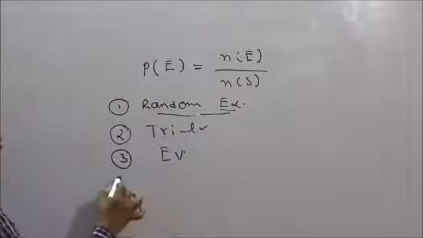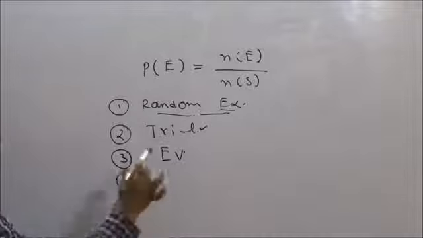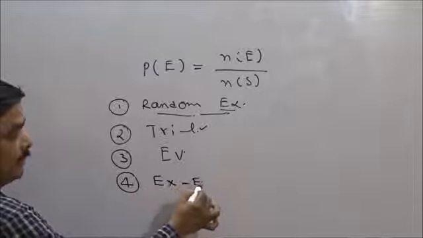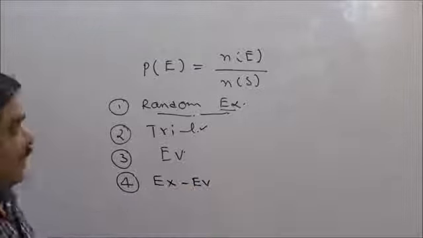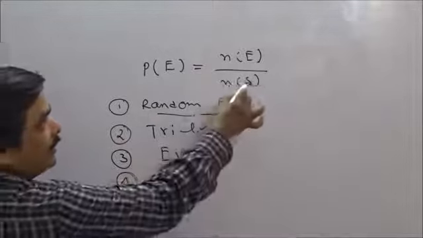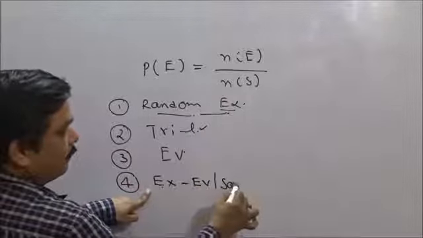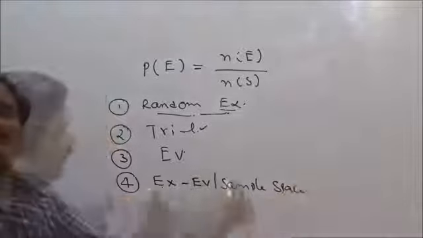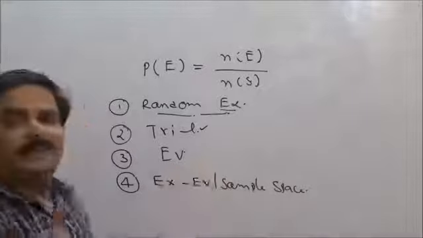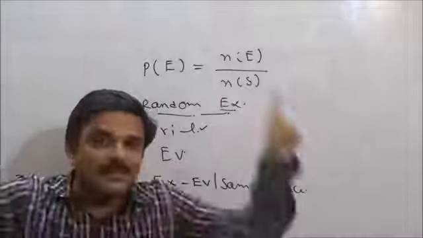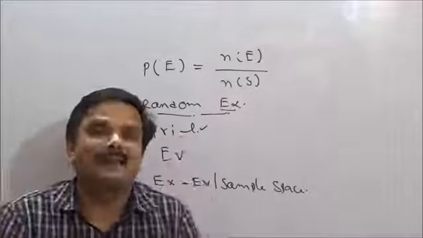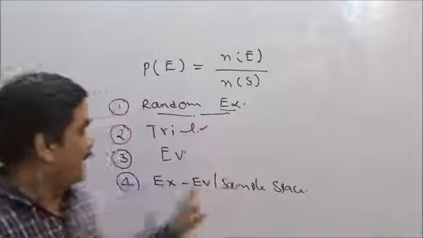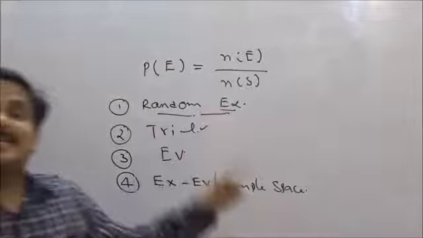Then the next one, very important one, is called exhaustive events. Remember, this is very important. Exhaustive event or sample space, both are the same. Exhaustive events or sample space is nothing but the total possible outcomes of a trial. Alright, the total possible outcomes of a trial are called exhaustive events or sample space.